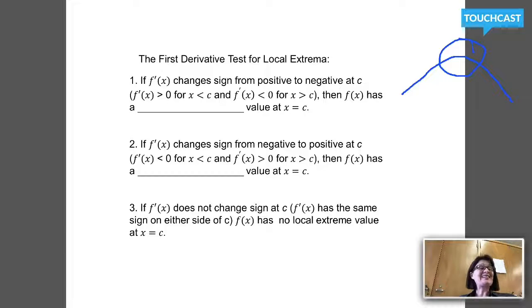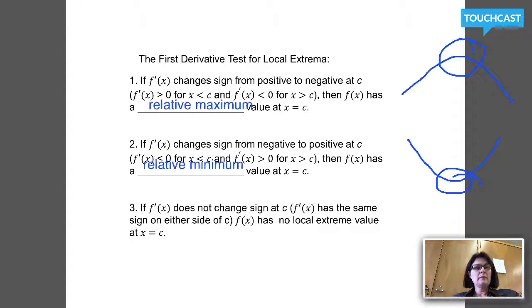Remember, an exactly equivalent name for relative maximum is local maximum. So feel free to fill in either one there. Similarly, if f prime changes from negative to positive, that means the slope of f must have changed from negative to positive. f must have changed from decreasing to increasing. And what do I have there? I have a relative minimum.